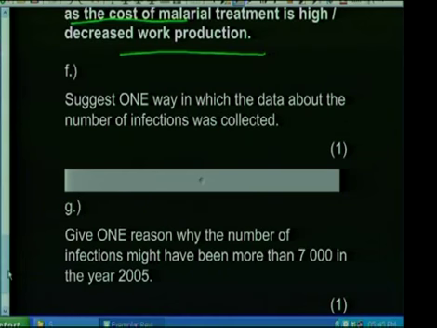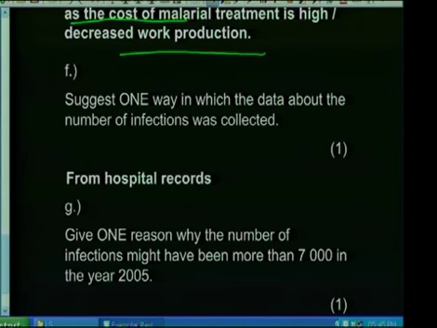So this is one way in which the data about the number of infections was collected. How this data that we're getting about the infections, where would we get it from? Simple. From hospital records. In other words, they go to hospitals, they collect how many people were recorded. And remember then, in that way, okay, let's go. The next question is talking about that.